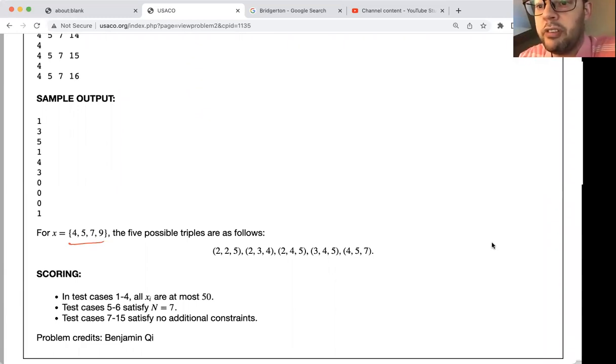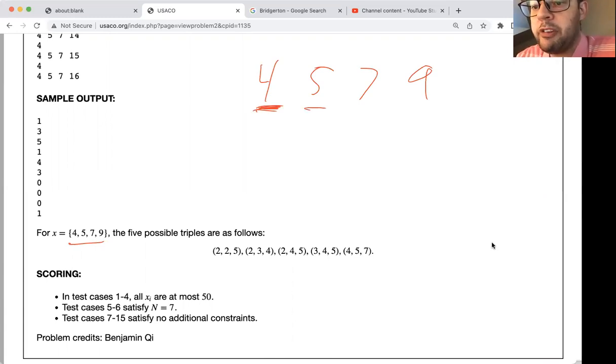Let's look at this and see what that means. 4, 5, 7, and 9. And remember, we don't know if any of these is A or B or A plus B. It's possible this 4 is A plus B. It's possible this 4 is only A. So we're looking to see what are some valid triples.